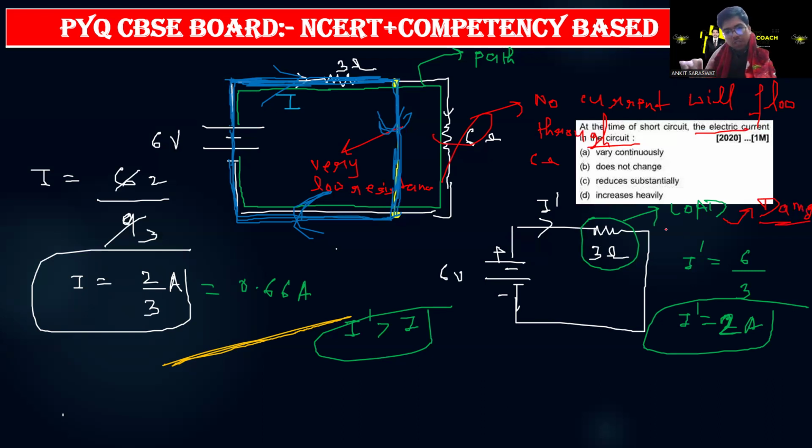It may catch fire. Its capacity is something else, but you are providing more than that, so it can't bear it. It may catch fire, or this device can get damaged. Understood? Clear? So at the time of short circuit, the electric current in the circuit increases heavily. Option D is correct. Is it clear? Do you still have any doubt? Any comment? You can ask.